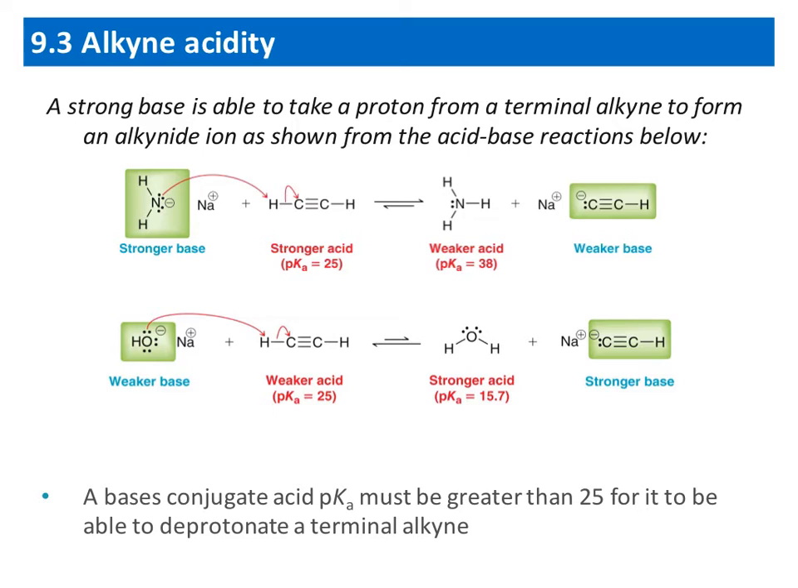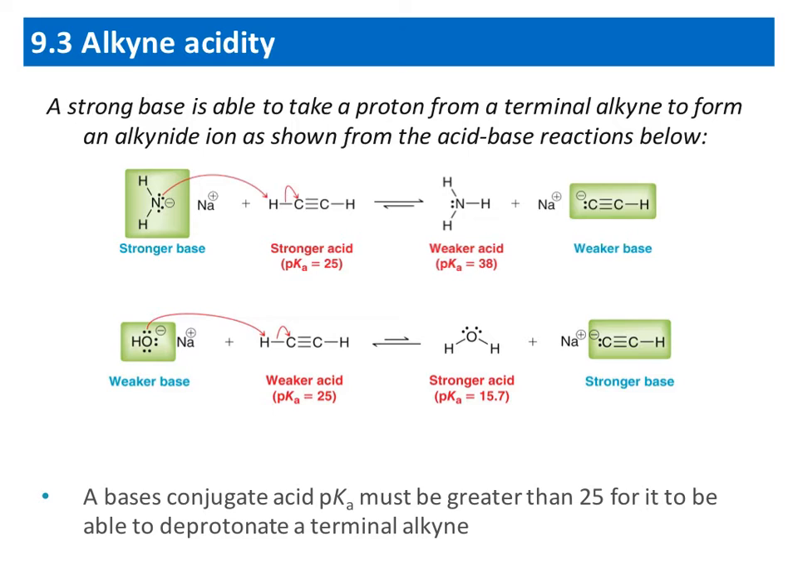Now, if you are using a weaker base, such as hydroxide, again, let's compare the pKa values. For the alkyne, we know the pKa is 25. Now, water has a pKa of 15.7. So obviously, water is a stronger acid. Therefore, the equilibrium prefers formation of the starting material. So sodium hydroxide is not strong enough to remove the proton from the terminal alkyne.